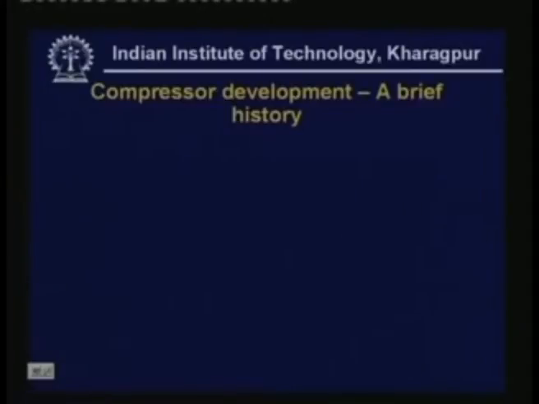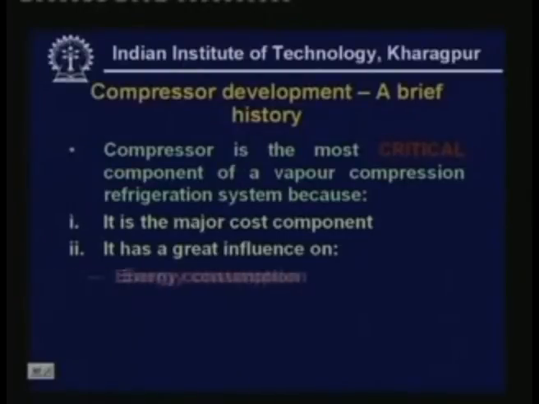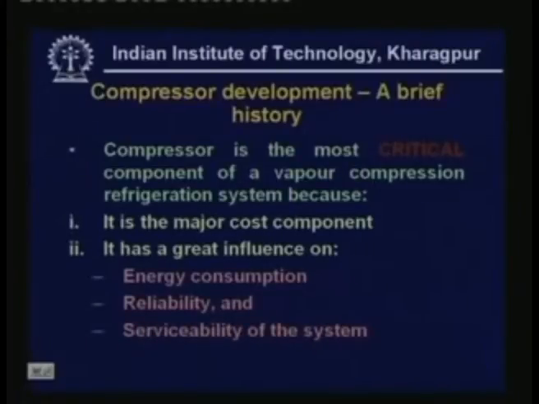Now let us look at another very important aspect of compressor development and a brief history of compressor developments. Compressor is the most important and the most critical component of any vapor compression refrigeration system. In fact, it is called the heart of a vapor compression refrigeration system. This is because it is the major cost component of any vapor compression refrigeration system. Typically 30 to 40% of the total plant cost is due to the compressor. So obviously it is very important that you select the right compressor, and it has a great influence on energy consumption, reliability and serviceability of the system. So, selection of a suitable compressor is another important step apart from the selection of a suitable refrigerant.